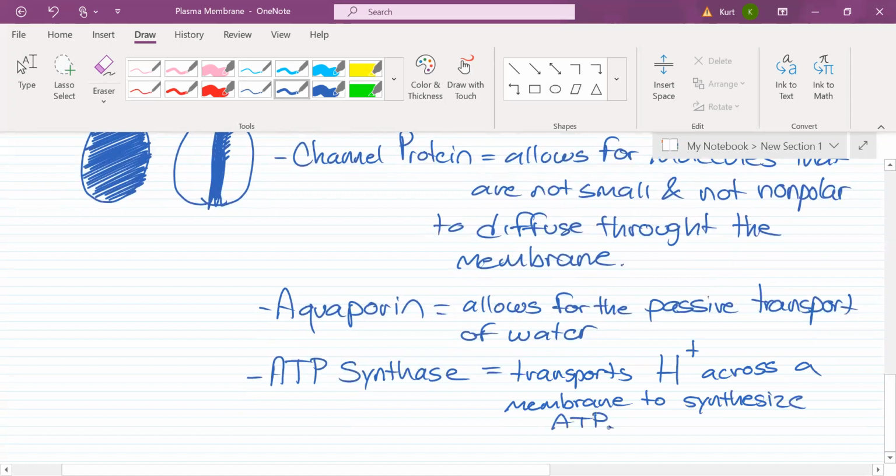ATP is the cell energy that is made by the mitochondria and the chloroplast. And the protein that actually makes the ATP is called an ATP synthase. And enzymes are named after what they do. So if something's called a synthase, it synthesizes something. In this case, it synthesizes ATP, which is adenosine triphosphate, which is cell energy. When you hear the mitochondria is the powerhouse of the cell, it makes ATP. ATP is energy.